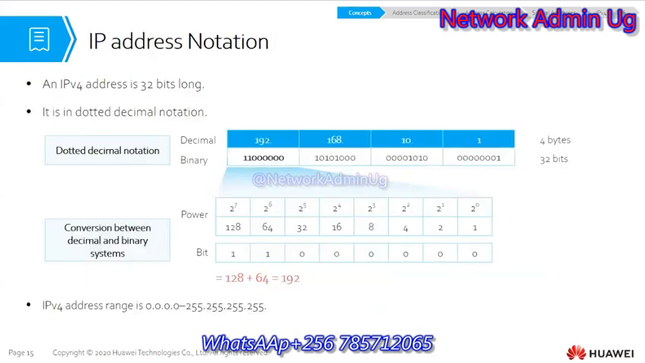Now, this is the notation. When you talk about IP version 4, it is a 32-bit number.